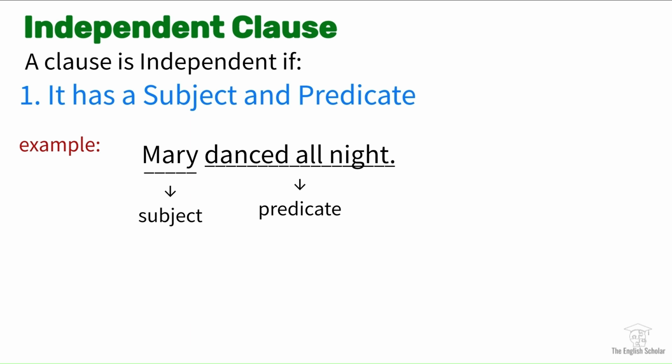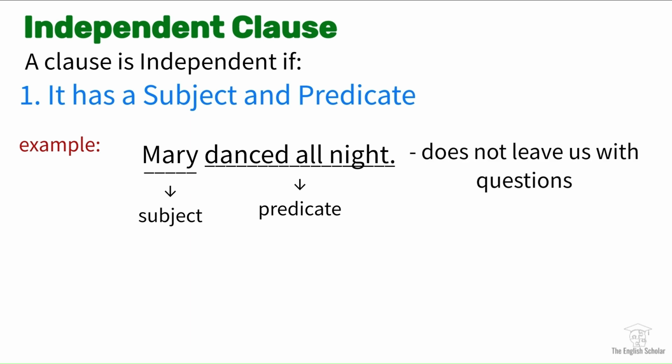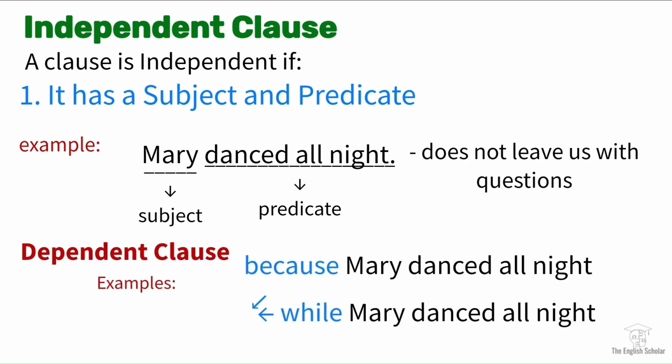An independent clause must express a complete idea or thought that can stand on its own as a sentence. It should convey a clear meaning without requiring additional information. It does not leave us hanging with questions, unlike the dependent clause, which is often marked by subordinating conjunctions.